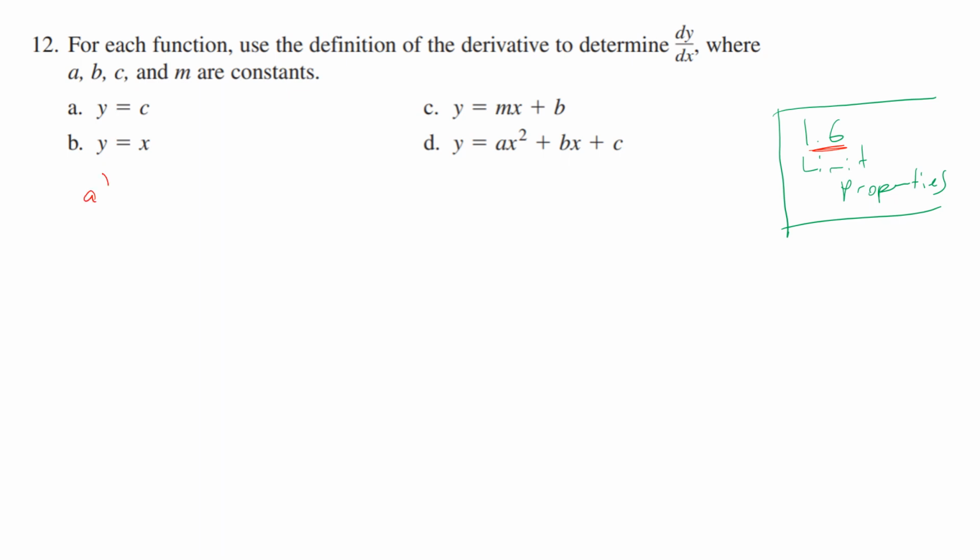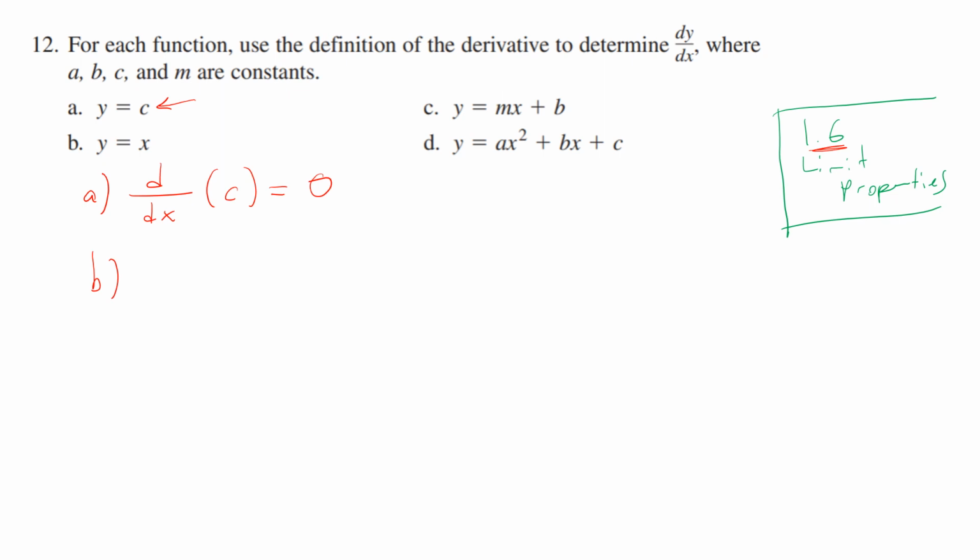So for a, what I'm going to do is write d over dx, and remember, we're just going to put the y over here as a bracket. I'm just going to replace the y with whatever equation is given, because y equals c in here. So if I take the limit of any constant, this was the first property that we went over, it's just going to equal 0.